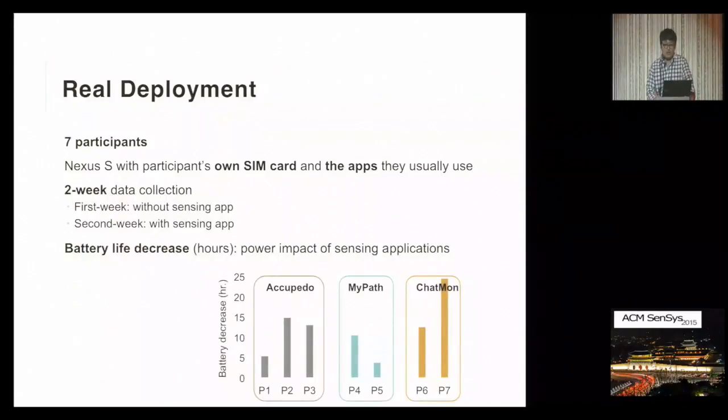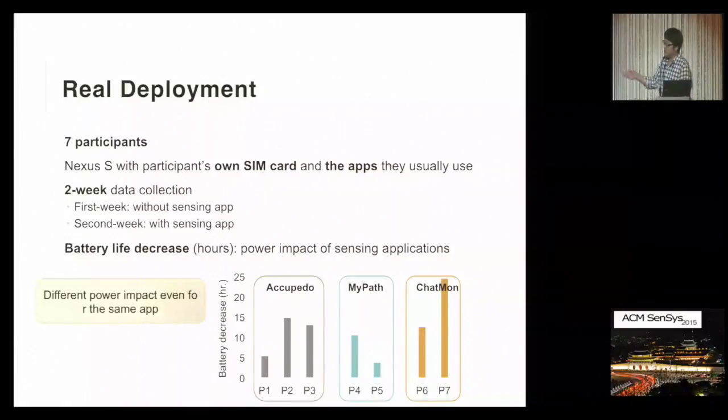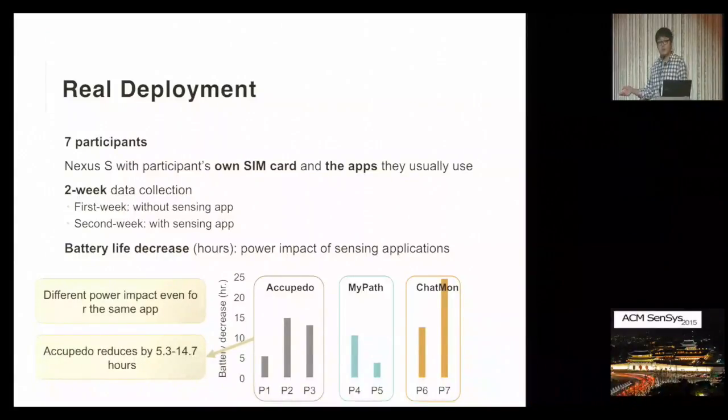We first measured how much the battery life decreased in the second week due to the sensing applications. As you can see in the graph, even for the same sensing applications, the battery impact was different depending on the participant in real-life situations. For example, for Occupedo, the decrease in battery life ranges from 5 hours to 15 hours.